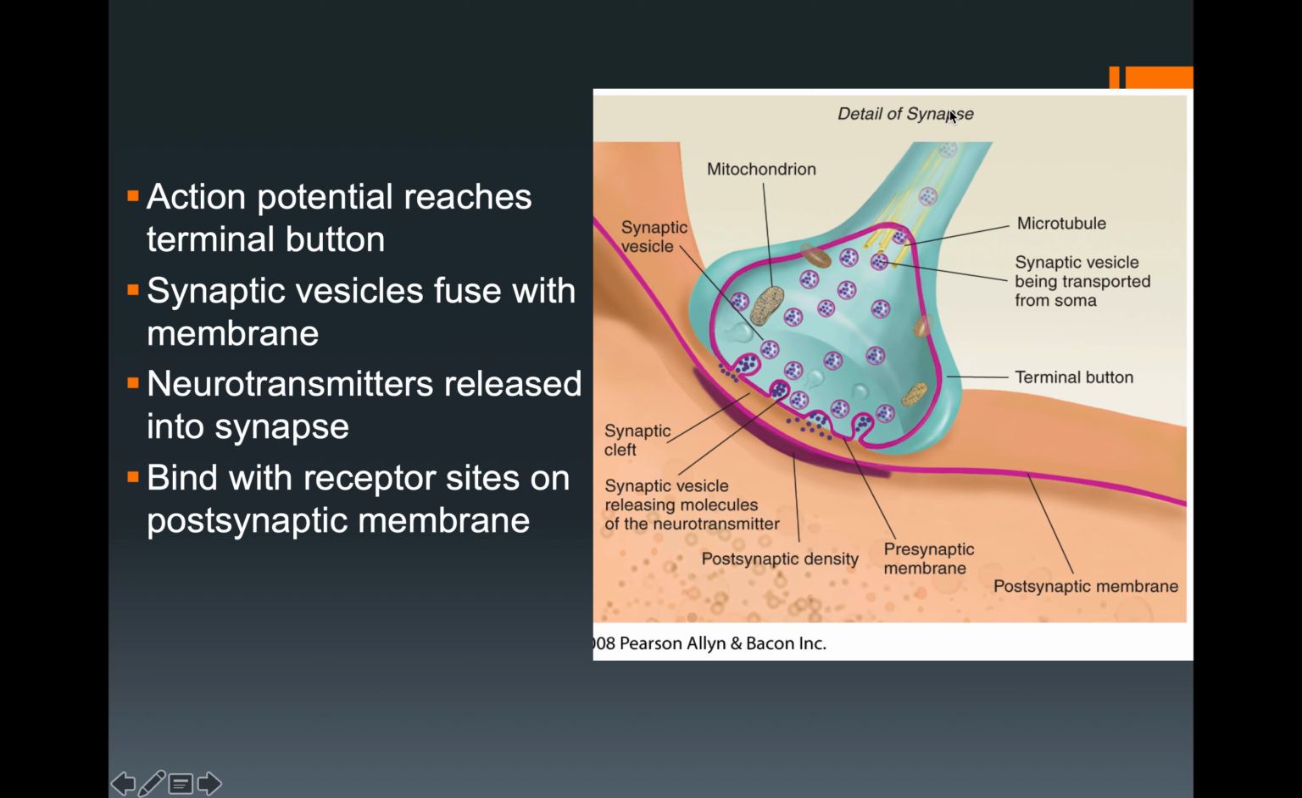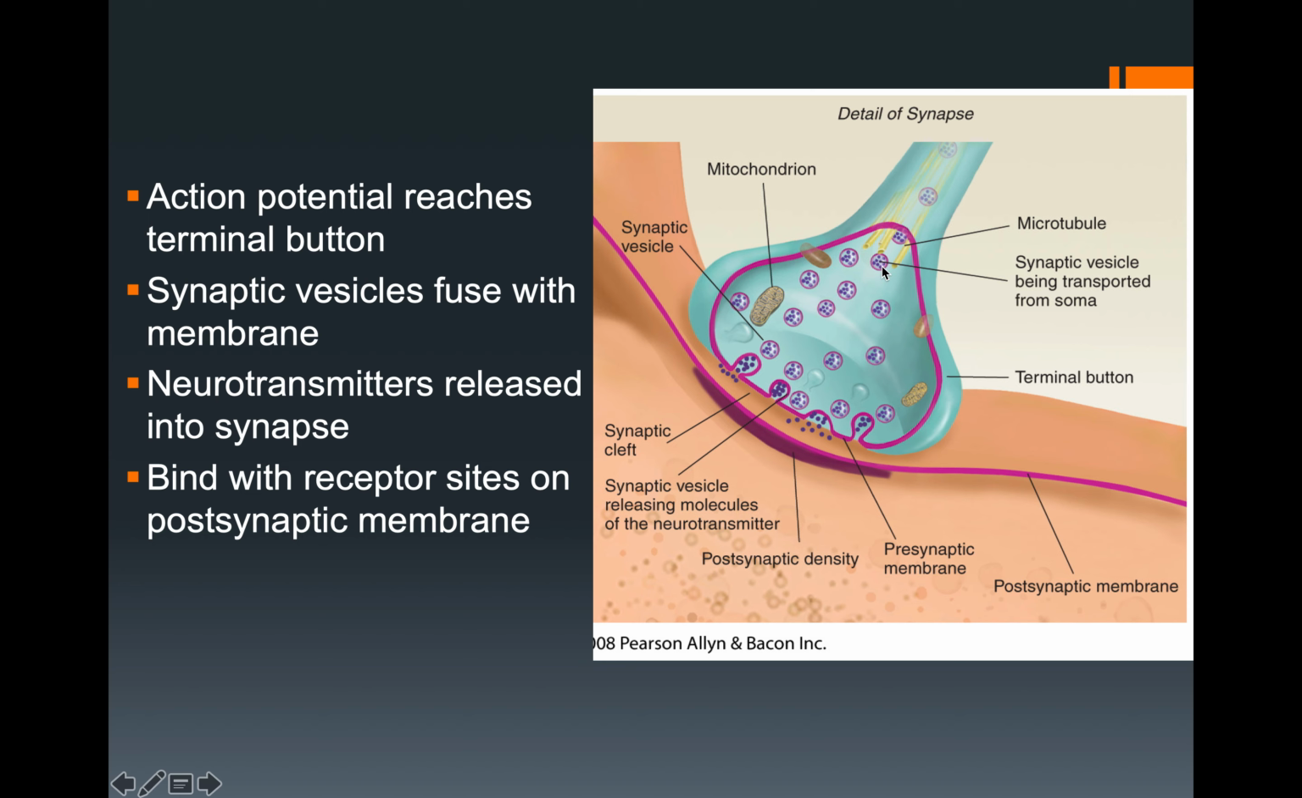So here's your terminal button. This is the end of the axon. In the terminal button, all of these little circles are called synaptic vesicles, and in them are neurotransmitters. When the action potential reaches the terminal button, some of these synaptic vesicles fuse with the membrane right here, and the neurotransmitters are emptied into the synapse. So this space right down here is the synapse.